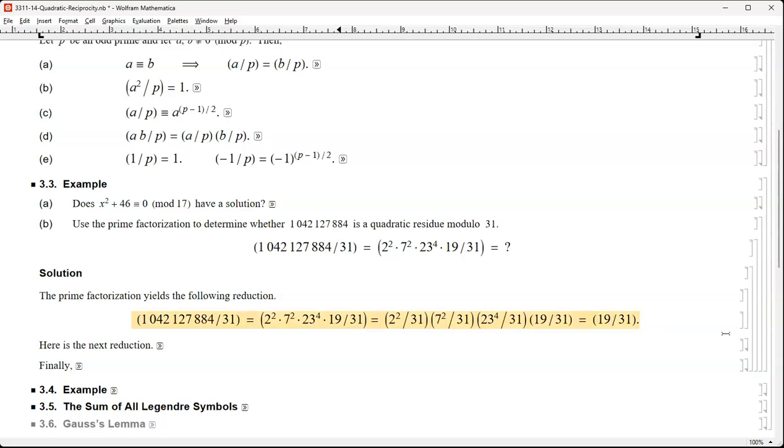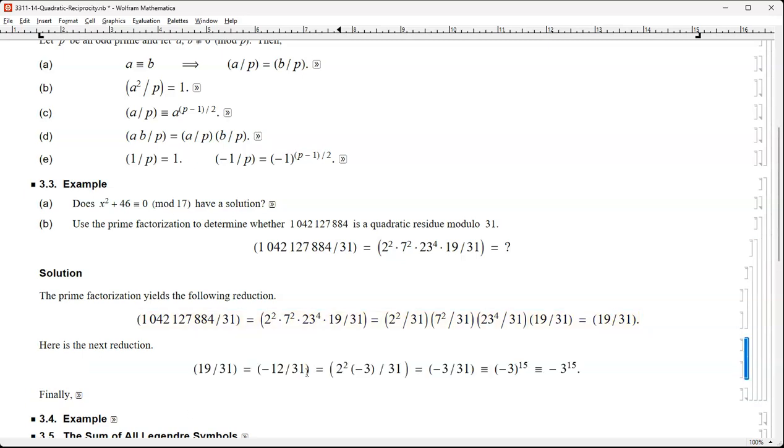That's prime, but too big. So let's do a little bit of simplification. 19 minus 31 is negative 12. And then odd minus odd, we get even. And then we can do factorization. 2 squared times negative 3. So 2 squared, as we saw before, drops out. And negative 3 over 31. So that's going to be negative 3 to the power of 31 minus 1 over 2, so 30 over 2, the 15th power. And that's negative of that, so negative of 3 to the 15th power.